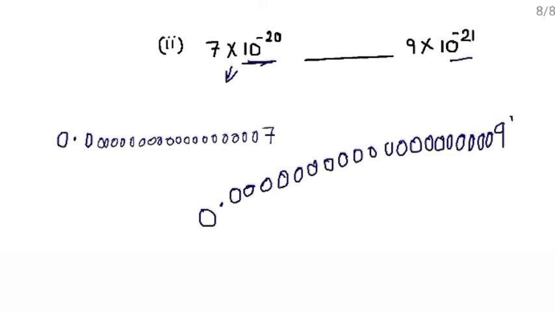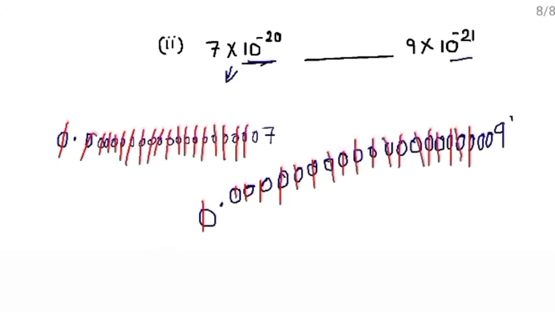Now compare them one by one. Before the decimal 0, 0, 0, 0, 0, 0, 0, and so on, all zeros. Now at this place there is 7 and there is 0. So which one is greater? At this place there is 7 and there is 0. So of course 7 is greater. So this will be greater.